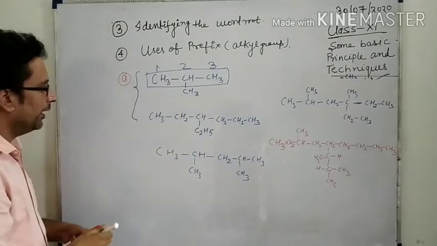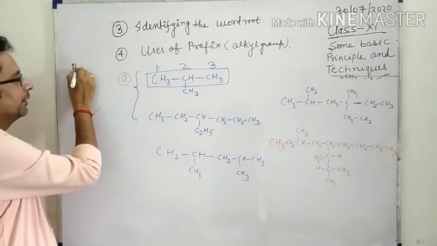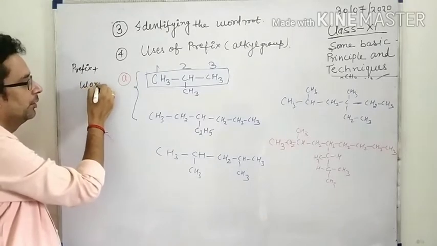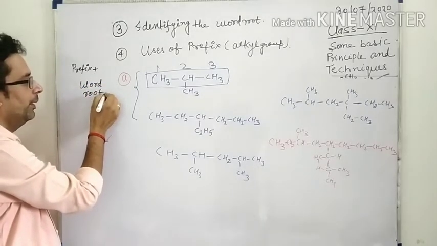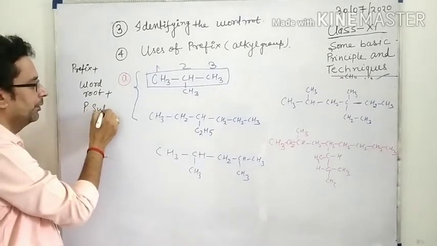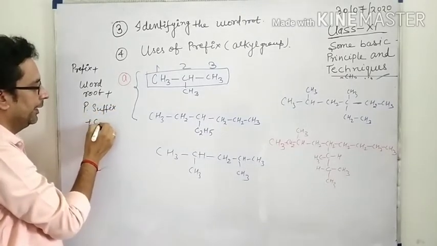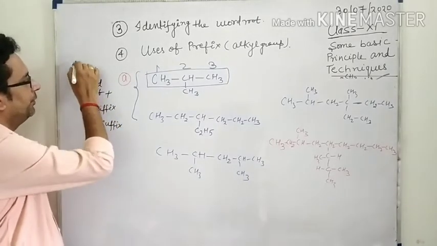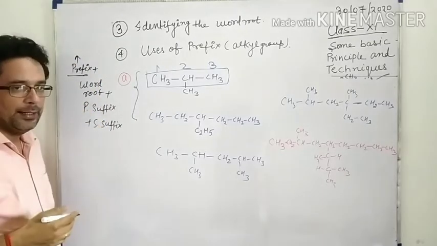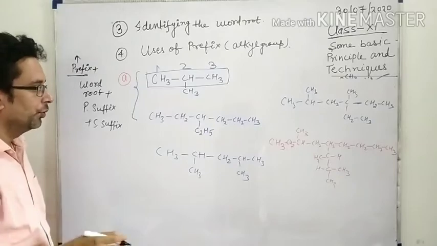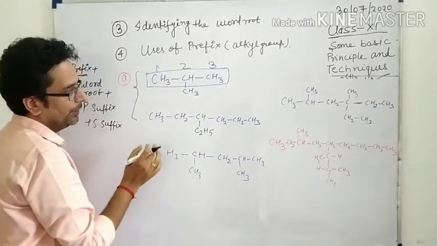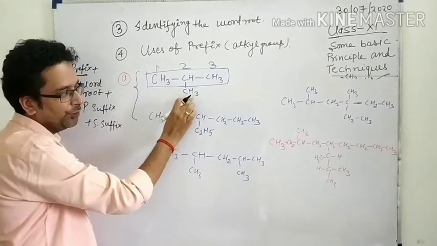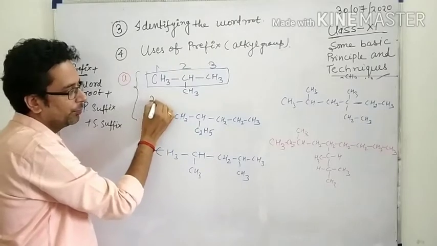Now the sequence of an IUPAC name is prefix plus word root plus primary suffix plus secondary suffix, and in the prefix we indicate the position of the substituent. So look here, this is the longest chain. So what is the prefix? Prefix means this side chain. The side chain is an alkyl group, that is methyl, and the position of methyl is second. So 2-methyl.